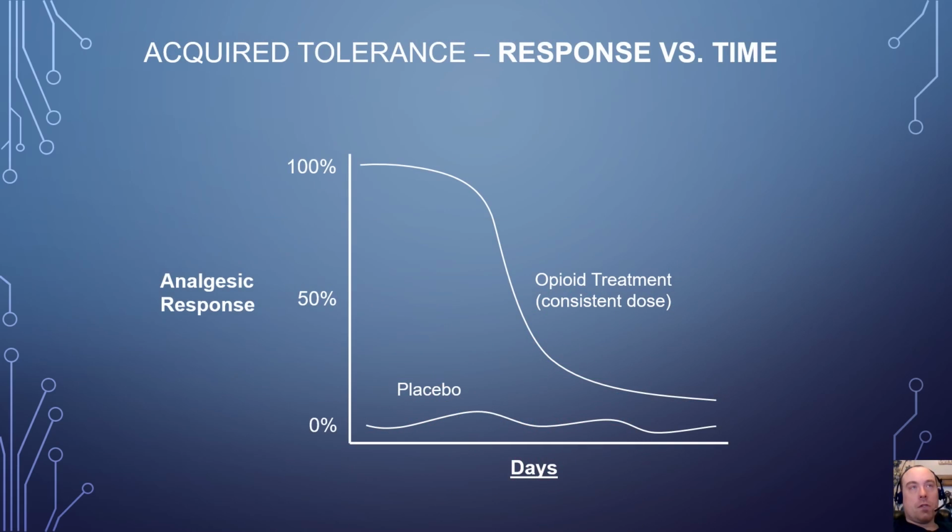So this graph is representing what acquired tolerance would look like from one perspective, and that is: what is the analgesic response over time? If you keep giving someone the same dose every day, what will happen is at first things are fine. You get 100% of your maximum pain relief. It doesn't mean all your pain is gone. It means this is the maximum effect you can normally get, which may leave a little bit of pain, but then it's going to drop.